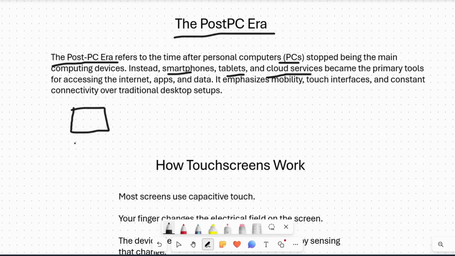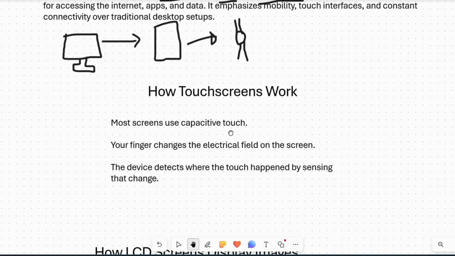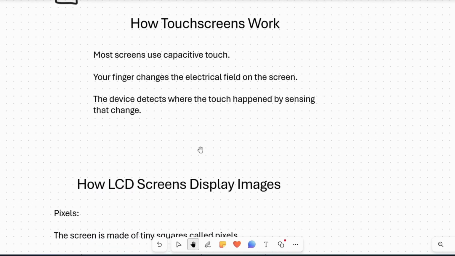First we have the desktop, then we have the smartphone, then we have smartwatches. So this is the update of the computer system, and we call this the post PC era. So let's go to the next topic, how touch screens work.